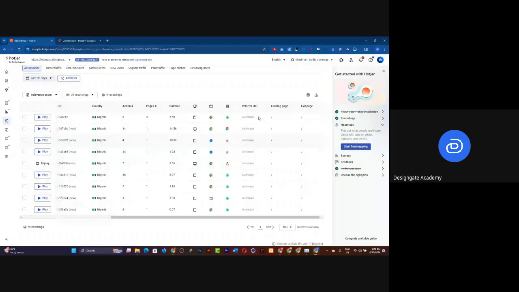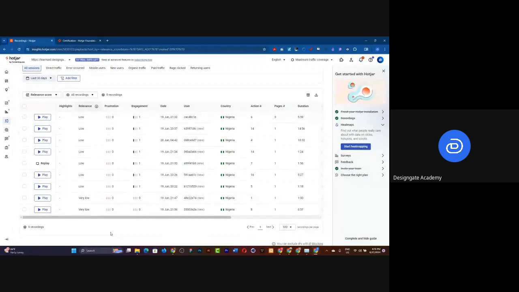Okay, and you have referral URL, landing pages, and exit pages. Now, these are important things you need to know. Let's assume there's a page where I'm expecting people to buy and they are not buying, and I'm not selling. I might want to come into some of this recording, and then I can filter.